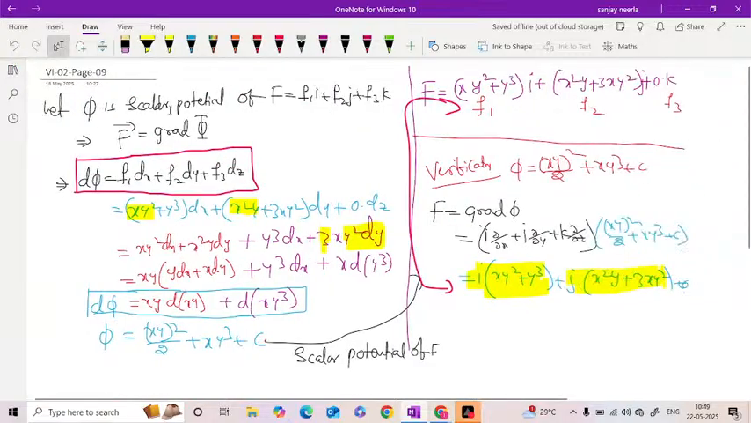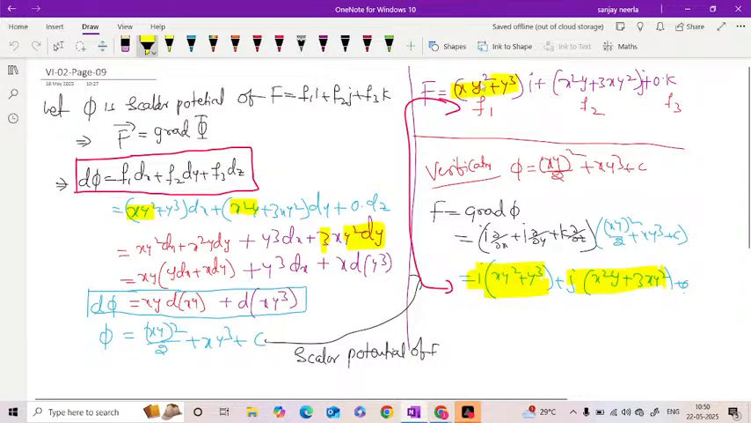Now assume phi is the scalar potential. Why are we assuming it is the scalar potential? Because the given vector field is already an irrotational vector, so there exists a phi such that F is equal to grad phi, or gradient of phi, or del phi. And we know, according to the previous one, that F1 dx plus F2 dy plus F3 dz must be an exact differential. So definitely d phi is equal to F1 dx plus F2 dy plus F3 dz. And what is F1?